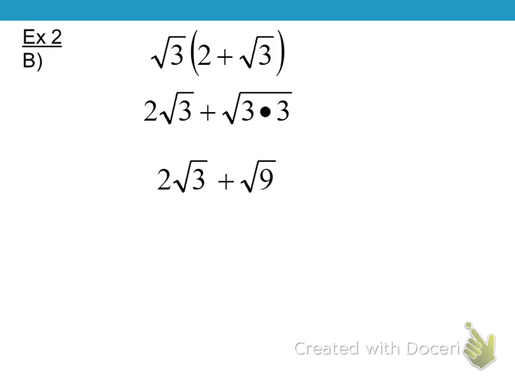Now, 3 times 3 is 9, and the square root of 9 is 3. Now, here is where I see some problems, and it has to do with like radicals versus unlike radicals. This one doesn't have a radical. This one does. So you can't actually go and add these.